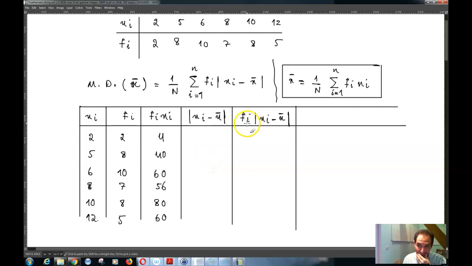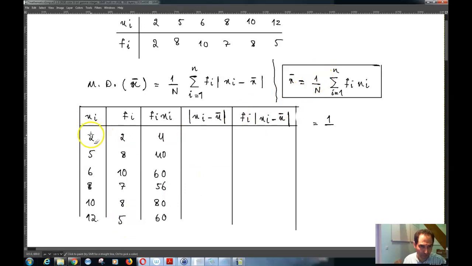Now you need to calculate x bar. So x bar is equal to, let me calculate it here. We said that x bar is equal to 1 over n times sigma f of i x of i, as i goes from 1 to n. So that's equal to 1 over the number of the observations.